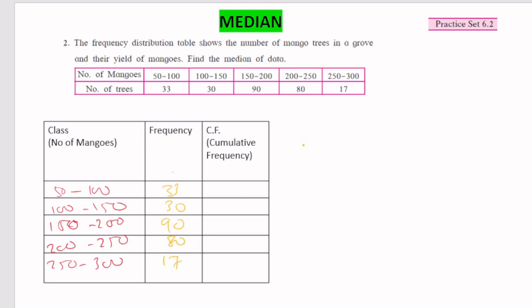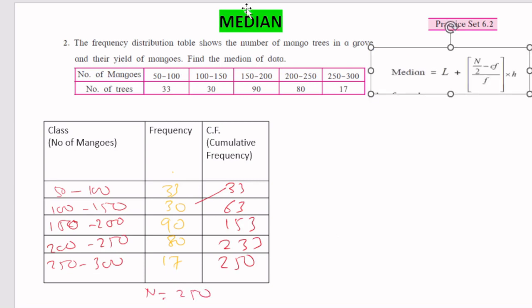Now you have to calculate the cumulative frequency. So 33, in the beginning it will be 33 for sure, you have to write. Then 33 plus 30, always see it this way, 63, 63 plus 90, so 153, 153 plus 80, so 233, right? 233 plus 17, 250. If you add this frequency, you will get 250 only. So by the way, your n is 250 by default.